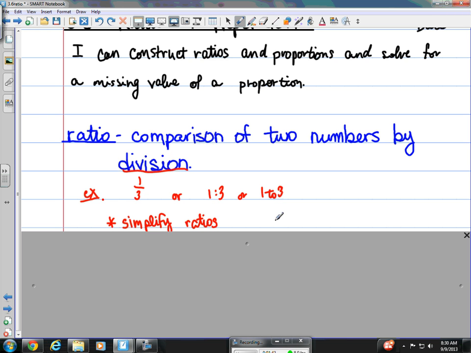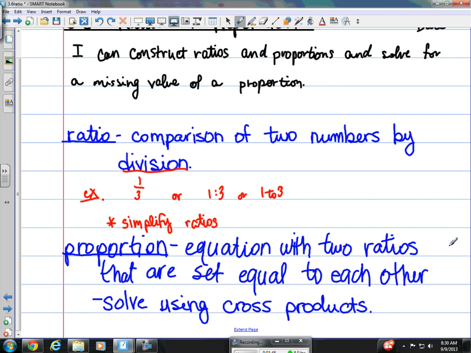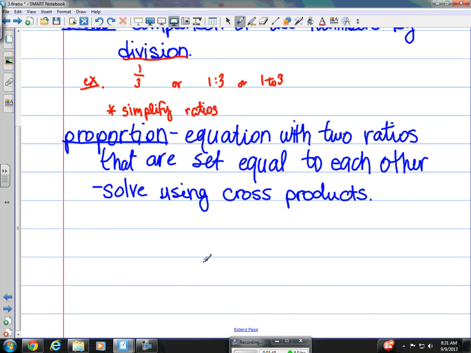Now once we have a ratio, or even once we have a couple of ratios, we can set up a proportion. And proportion is an equation with two ratios that are set equal to each other. And proportions we solve by using our cross products. Now remember, the word products means to multiply, so we solve by cross multiplying. So cross products is just another way to say cross multiply.